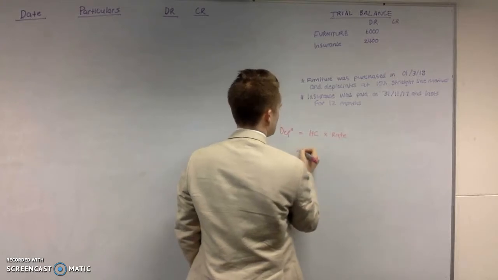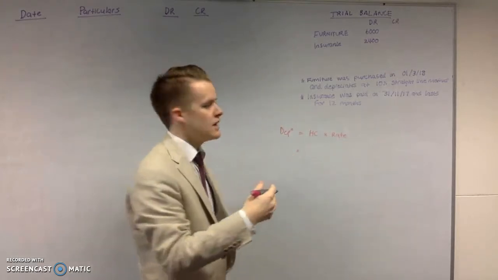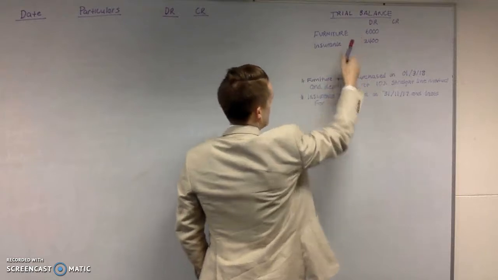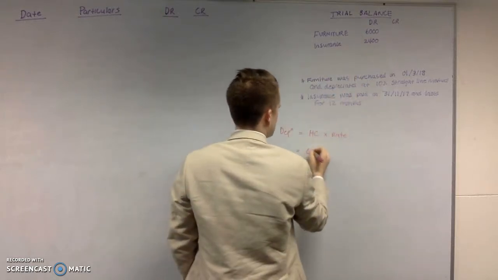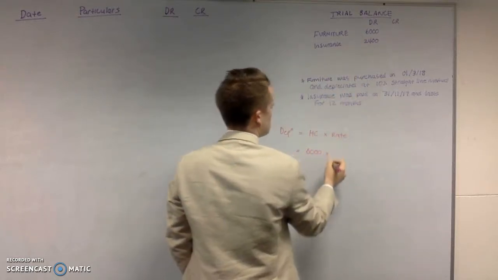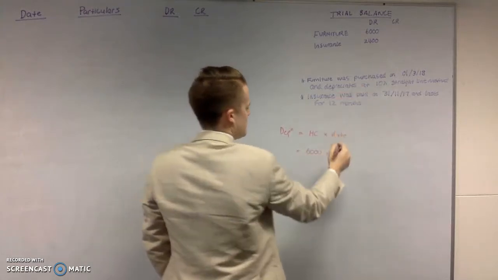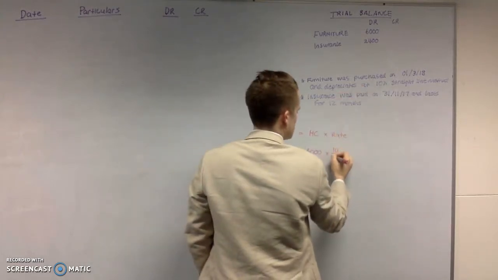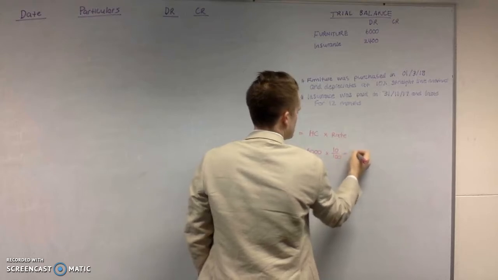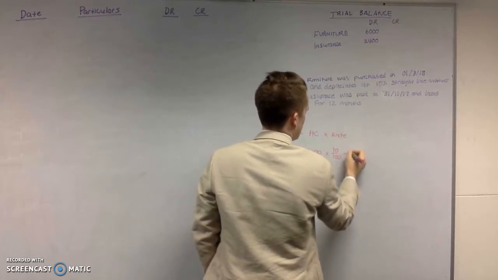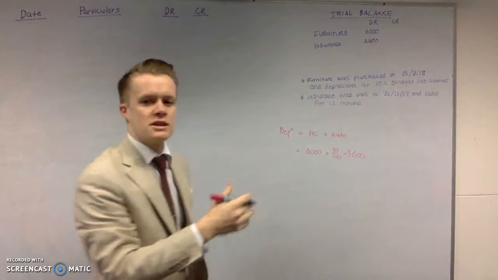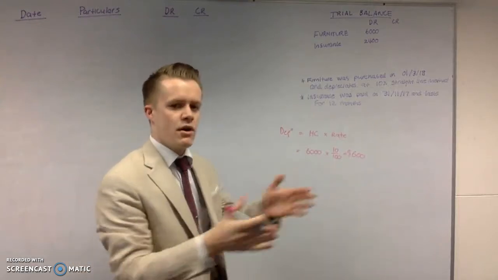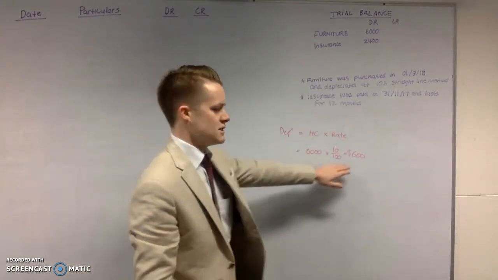Alright, so we can pop that in. Historical cost is just what you pay for the asset. So $6,000 is what we paid for the asset, that's in our trial balance, times the rate, 10%, which will give us $600. Now, that's the depreciation expense for the whole year. So if we had the asset for a whole year, the depreciation expense would be $600.